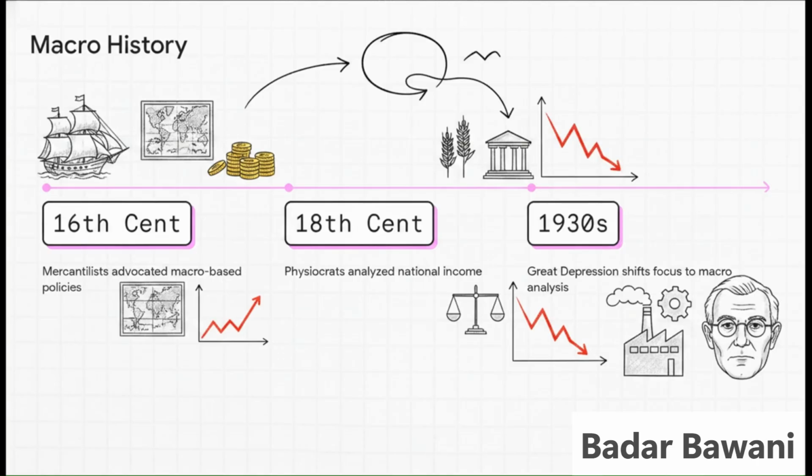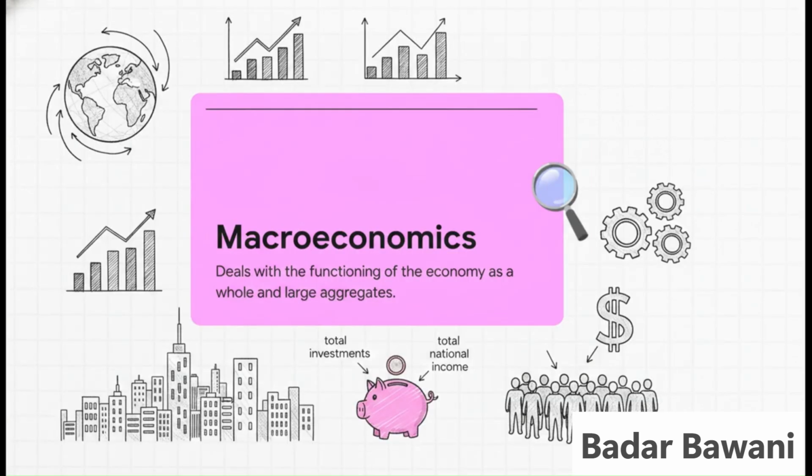It was the sheer devastation of that era that prompted Lord John Maynard Keynes to publish theories firmly establishing macroeconomics as a crucial, entirely separate discipline. They needed it to understand these massive systemic failures. So how exactly do we define this telescopic view? Broadly speaking, macroeconomics deals with the functioning of the economy as a whole. It's all about the relationship between large aggregates. We're no longer looking at one person's paycheck or a single company's output.